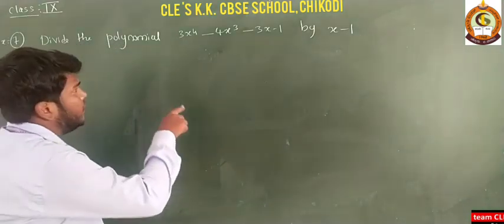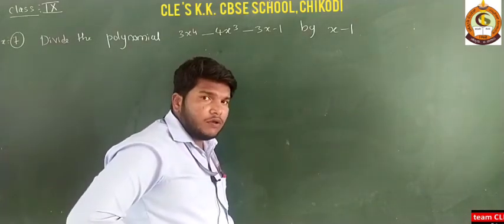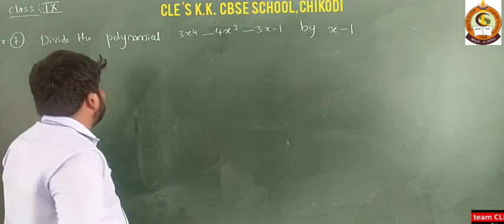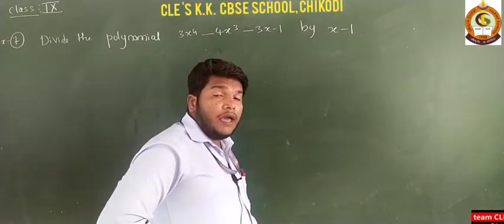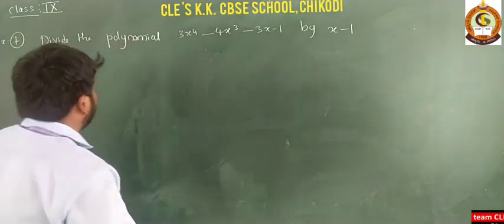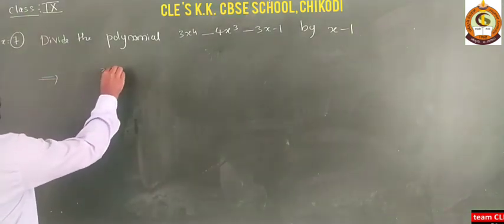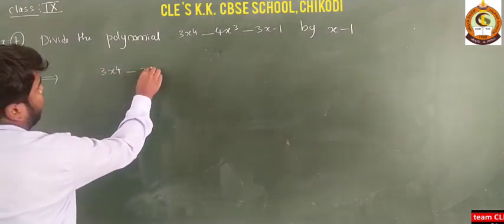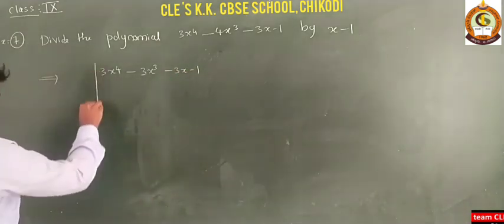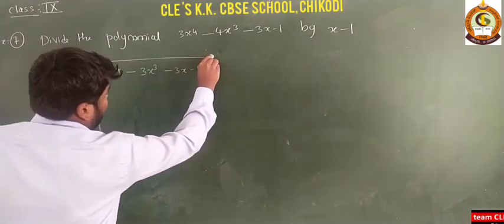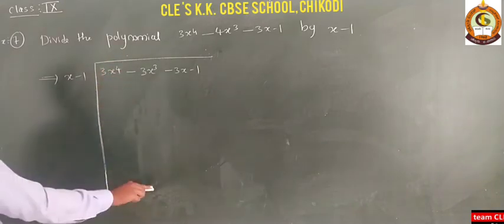Divide the polynomial 3x raised to 4 minus 4x cube minus 3x minus 1 by x minus 1. Dear students, here I write first 3x raised to 4 minus 3x cube minus 3x minus 1. What is this called? This is called the dividend. And we divide with x minus 1. We need to find the quotient as well as the remainder.